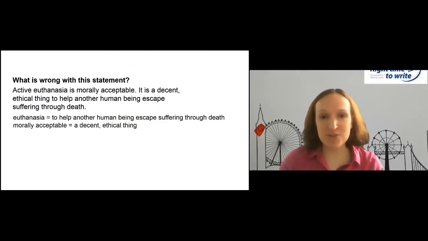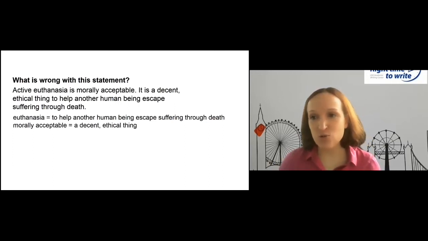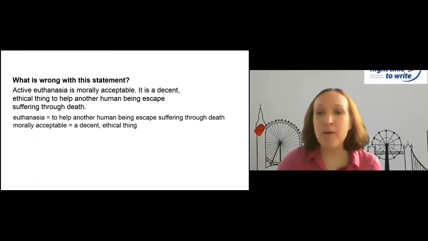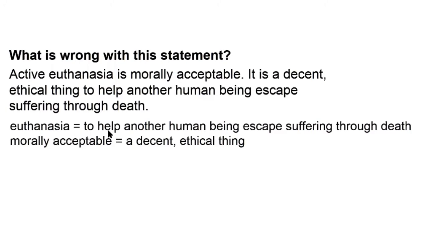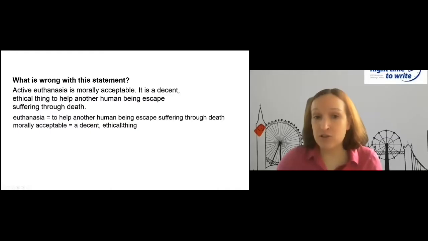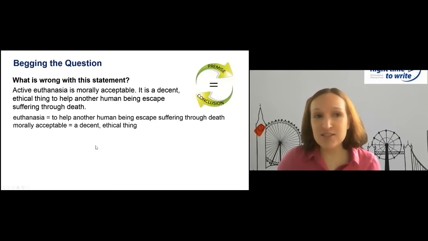Okay, what is wrong with the statement? Where is the premise and where is the conclusion? Instead of giving something new as a premise, the author just gives a paraphrase of his own conclusion. Because euthanasia is the same as helping another human being escape suffering through death, and morally acceptable is the same as a decent ethical thing. So it's no more than a repetition of the same thing. And this is universally known as begging the question or begging the claim.